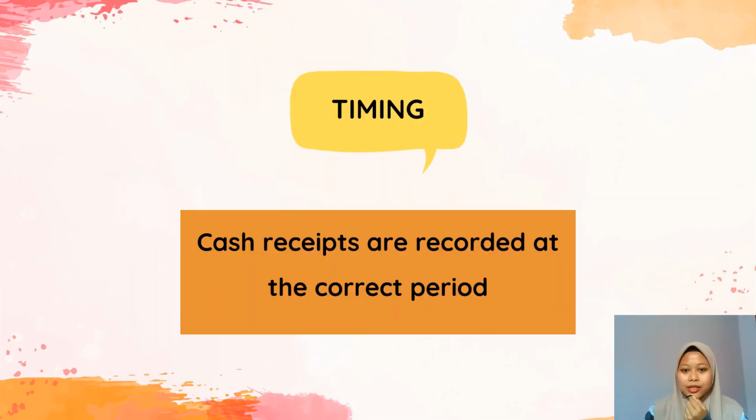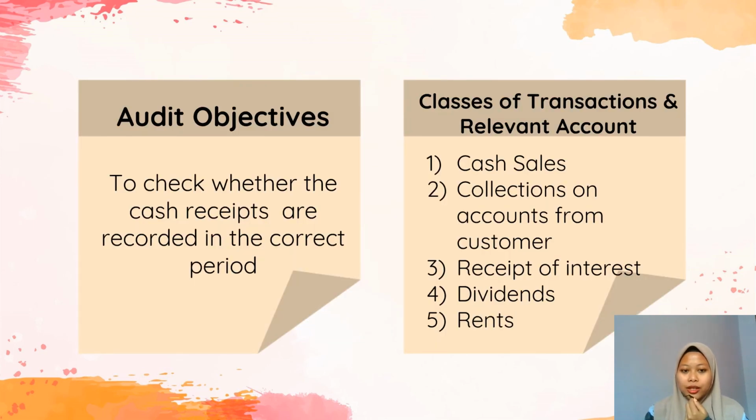The last section is timing. Cash receipts are recorded in the correct period. The audit objective is to check whether the cash receipts are recorded in the correct period. For the classes of transactions and relevant accounts: first, cash sales; second, collections on accounts from customers; third, receipt of interest, dividends and rents.